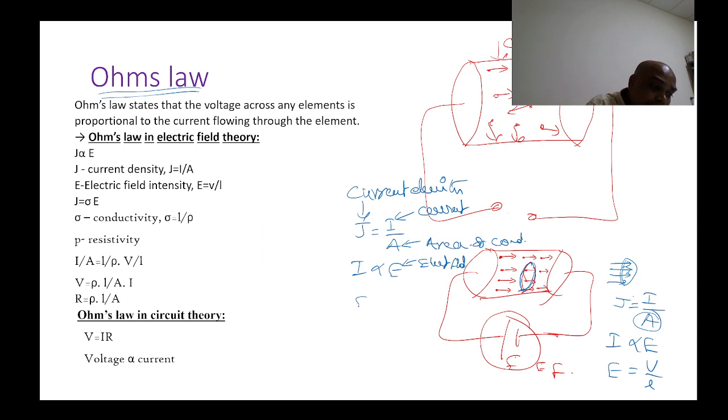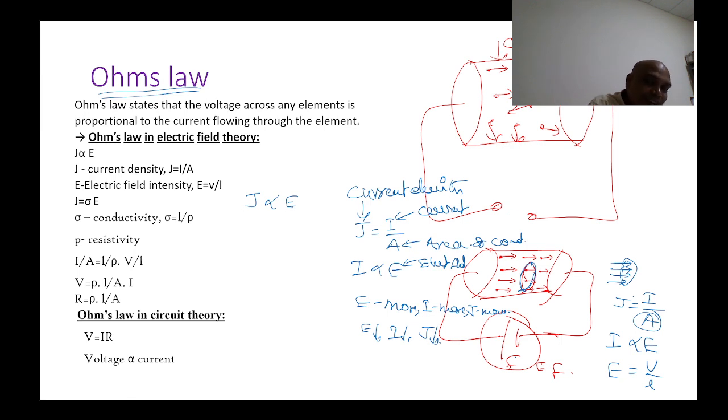If E is more, the current passing through the area is also more, and if current is more, current density is more. Vice versa, if E decreases, current decreases, and current density also decreases. Indirectly, J depends on I, but I depends on E. So indirectly, J is directly proportional to E.